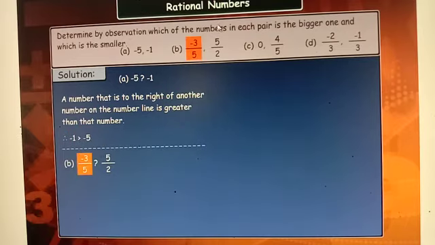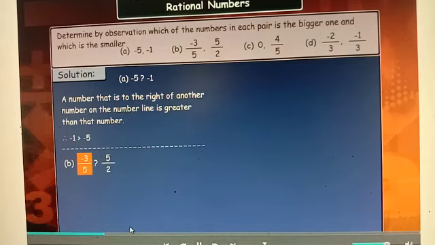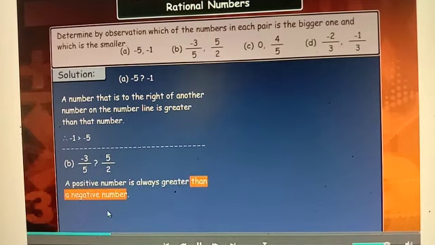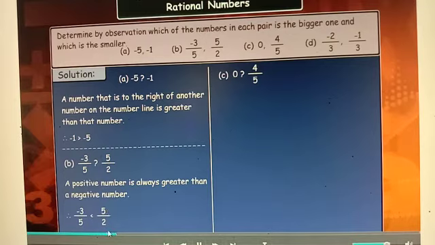Second question, minus 3 upon 5 and 5 upon 2. Which will be greater? A positive number is always greater than a negative number. Therefore, 5 upon 2 is greater than minus 3 upon 5. Or we can write it as minus 3 upon 5 is less than 5 upon 2.